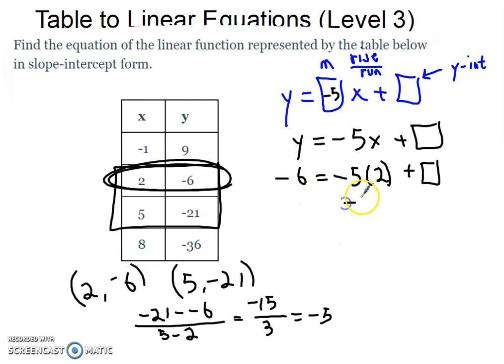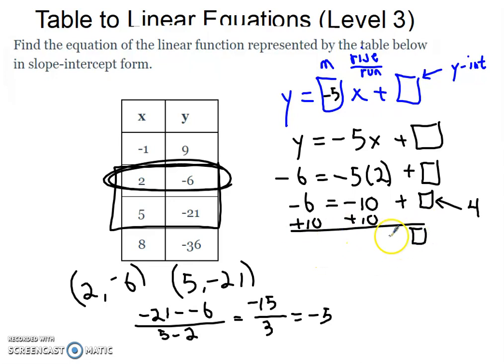Okay? This is negative 10, right? What do you have to add on to negative 10 to get to negative 6? And if you can count up from negative 10 to negative 6 and say it's got to be 4, that's great. The other option is to add 10 to each side, so you get the box equals 4. Either way you want to think about it, we now know what goes in the box right here. So that's going to be 4.